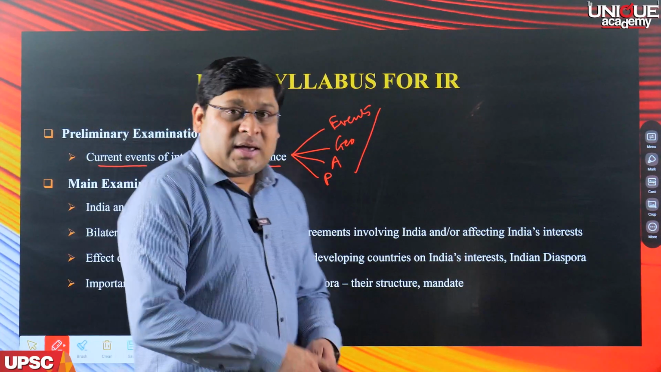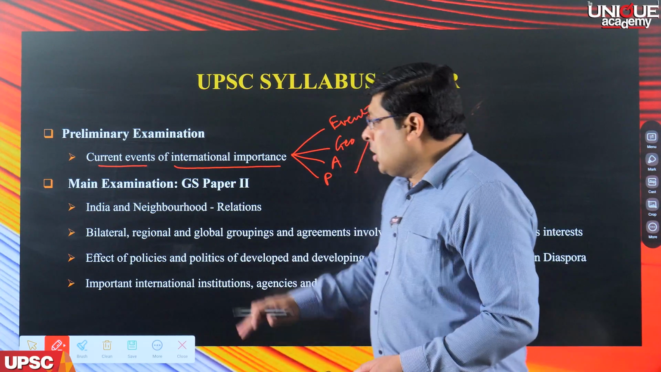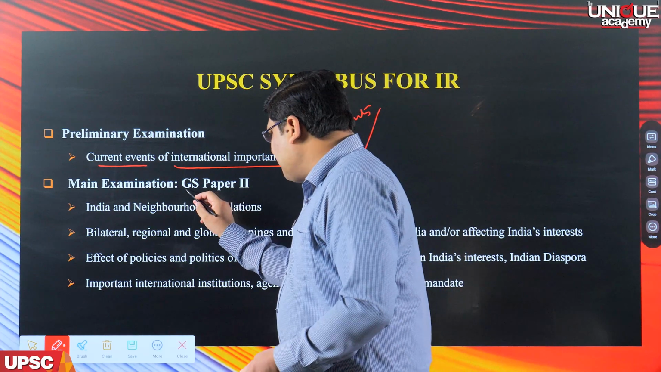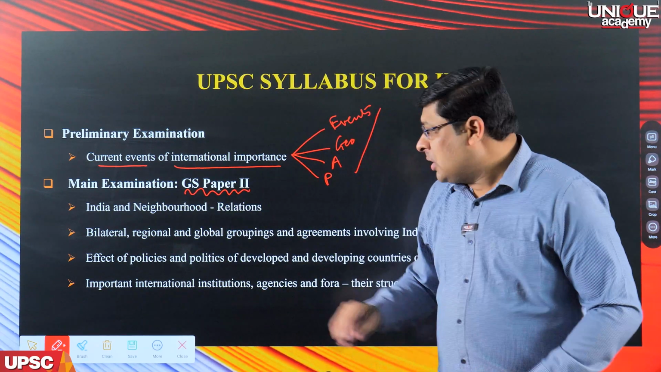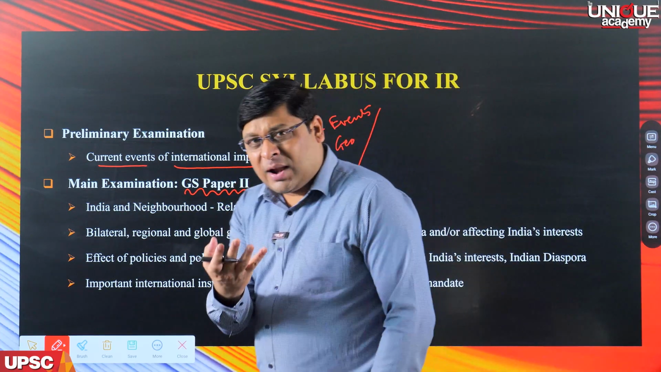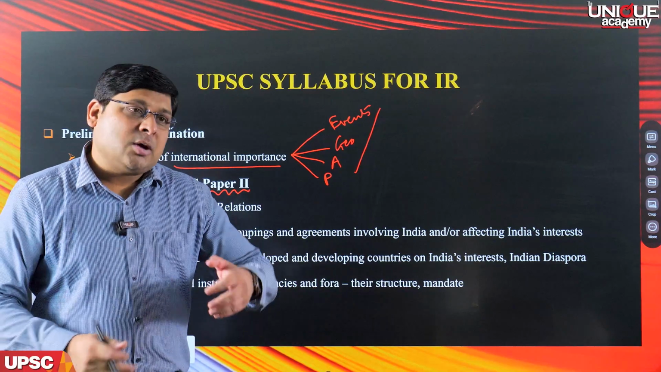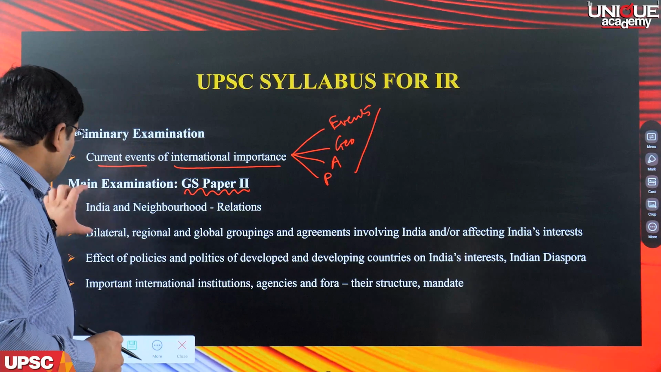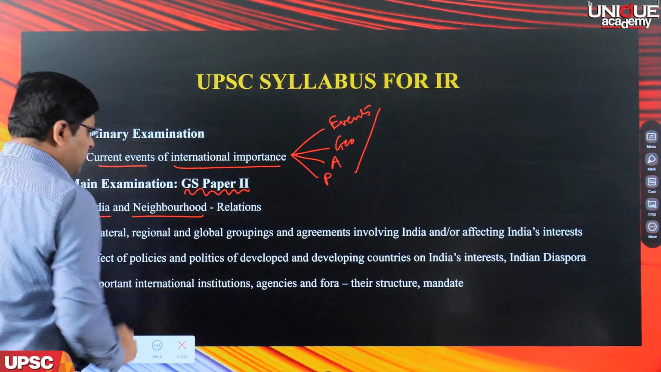So IR is a specific topic, right? As far as the mains examination is concerned, the syllabus can be found in GS paper 2. In GS paper 2, there are 4 lines of syllabus, and there are 4 questions which are asked. In the last few years, before that there were more questions, and even the format was different, right? So the first line of syllabus clearly says India and neighborhood.